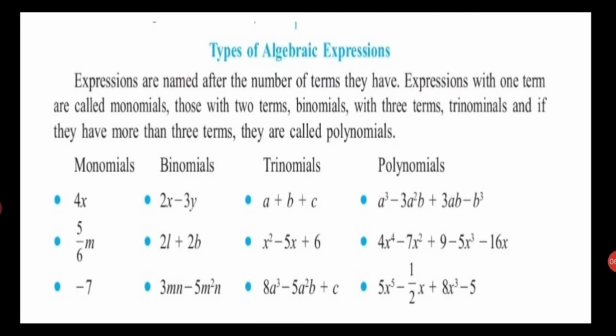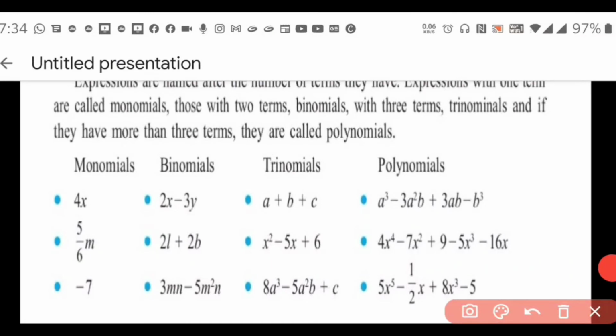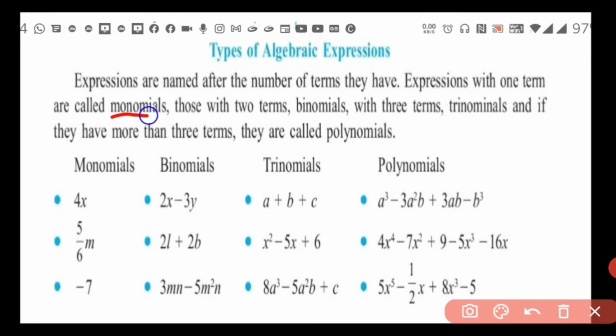Now let us see the types of algebraic expressions. Expressions are named after the terms they have. Expression with one term is called monomial. Expression with 2 terms is called binomial. 1 term means monomial, 2 terms means binomial, and 3 terms means trinomial. These 3 only you have to remember. And if the terms are more than 3, then they are called polynomials. If it has 4 terms, 5 terms, 6 terms, up to 10 terms, then they are polynomials. But 1 term means monomial, 2 terms means binomial, 3 terms means trinomial.